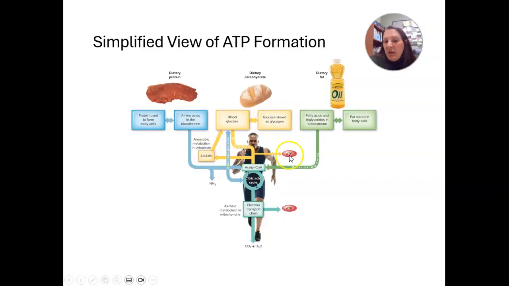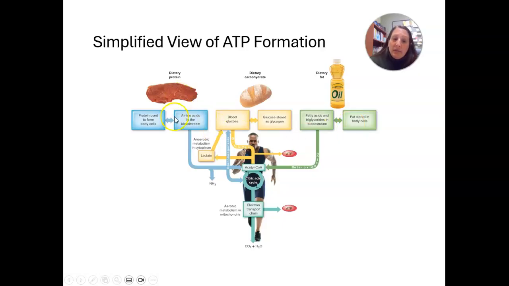Anaerobic produces only 2 ATP, whereas aerobic respiration, which includes the electron transport chain, is going to produce a lot more ATP. Excess glucose gets stored as glycogen in both our liver and muscle cells. And then dietary fats, we know, can also be broken down and can enter into aerobic respiration. They can also be stored.